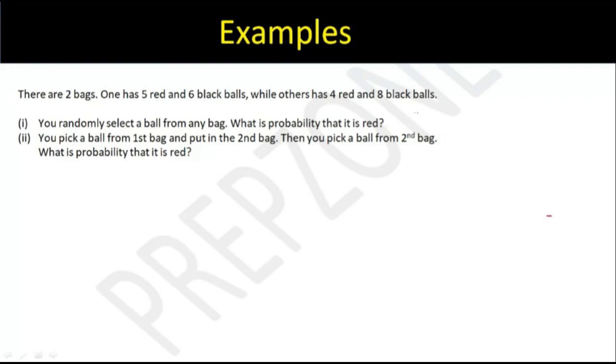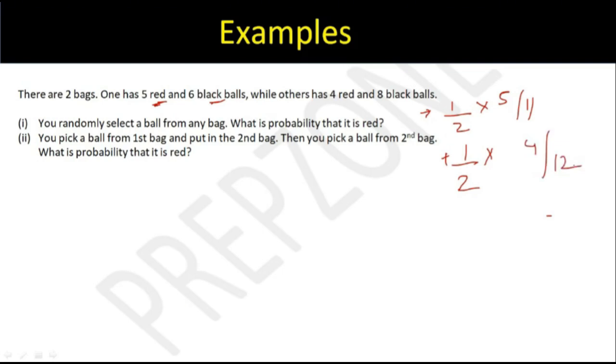There are two bags, both with different balls. The probability of the first bag is half. If the first bag is chosen, what is the probability of red? 5 red, 6 black, so 5 by 11. Plus, the probability of choosing the second bag is 1 by 2. If this is chosen, then 4 by 12 is the probability for red. That's your answer for the first.